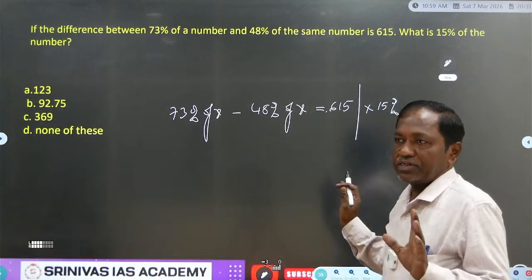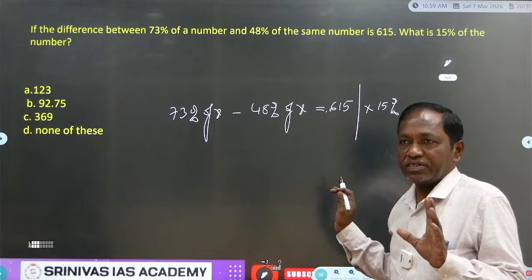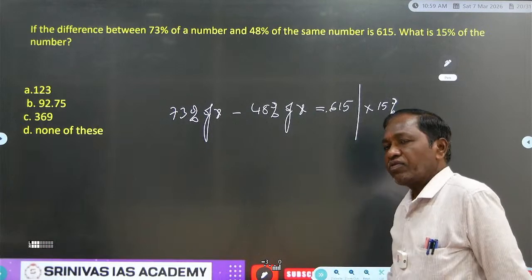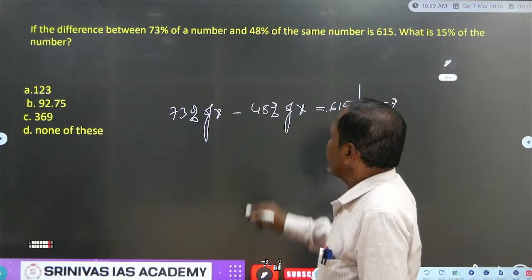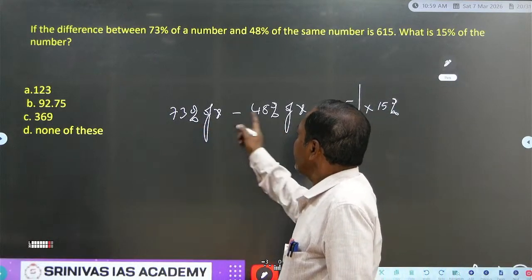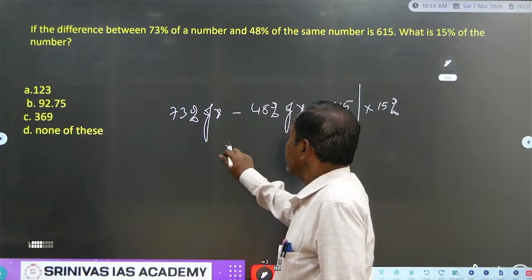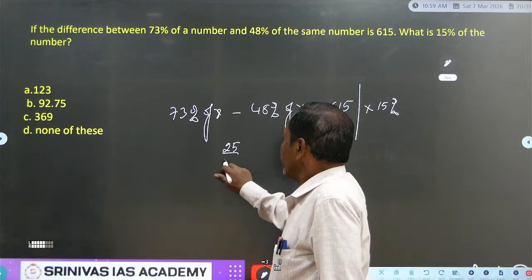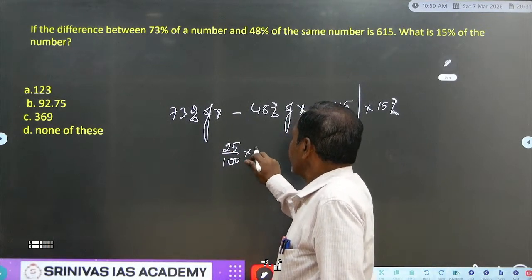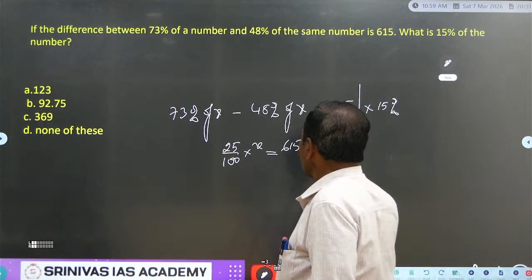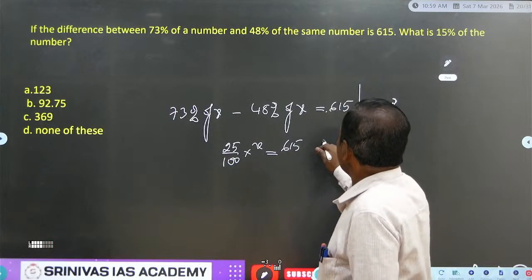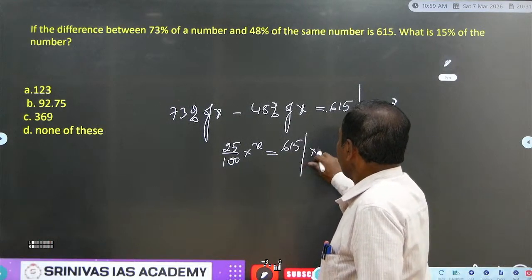See what I have written, how to write the equations like that. One step I have written from the question. And 73% minus 48% is what? 73 minus 48 is 25%. 25% of x equals 615. What is the 15% of that number?